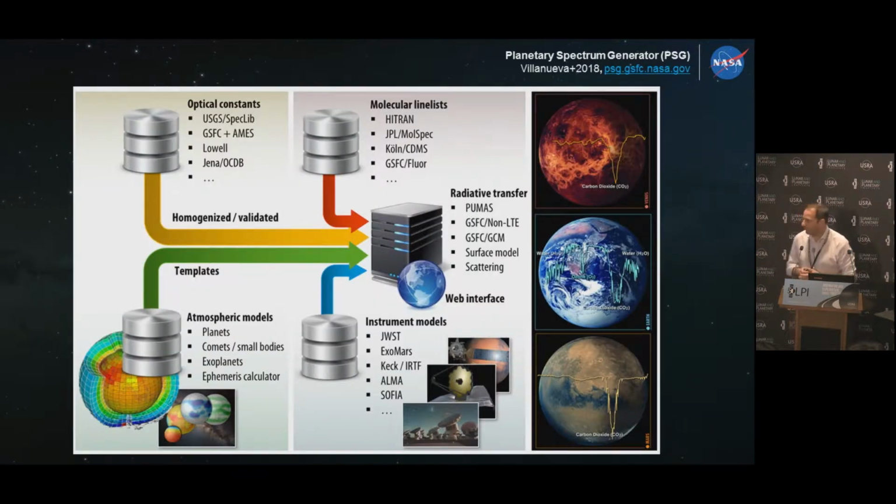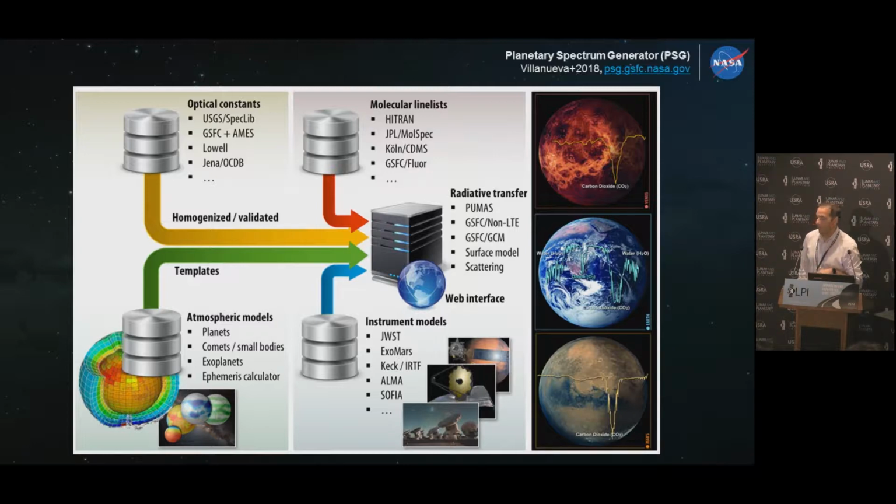So what is this thing? What we did is we combined the main molecular repositories out there: HITRAN, JPL, MolSpec, CDMS, non-LTE fluorescence codes. We homogenized them and put them in. Then we put in a lot of optical constants from different databases, USGS, Ames, Lowell, and we also homogenized and cleaned them up. Then we also integrate a lot of GCM models, especially for Mars, and also include some basic equilibrium chemistry for exoplanets and some orbital calculators.